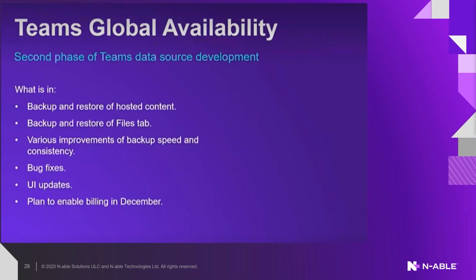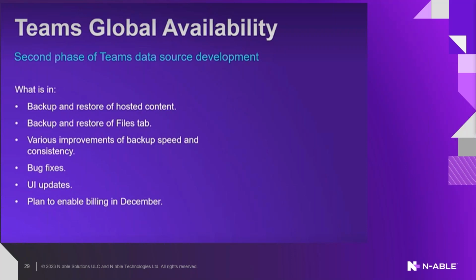What does global availability look like? Well, when we hit global availability, and that will be in November, this is our second phase of Teams data source development. So we're going to be backing up and restoring hosted content. That's not just the messages inside of the channels, but the actual hosted content. We're also going to be backing up and restoring the Files tab. Yes, the Files tab could have some overlap with the Files tab from OneDrive or from SharePoint, but we're getting them in the context of the individual channels themselves.